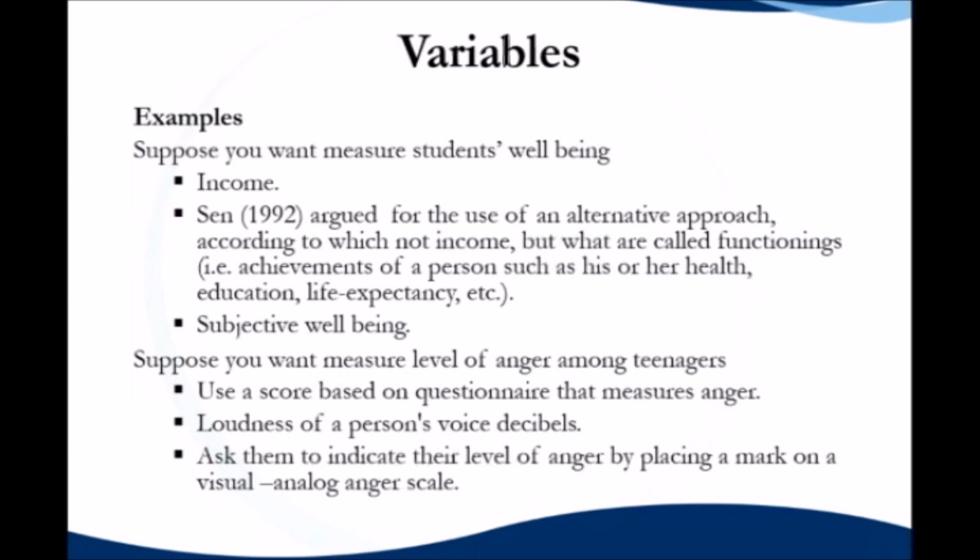Obviously, your definition has to align with what is proposed in the literature. You can also measure well-being according to Sen, who proposes functionings. So for example, instead of just looking at income, you can look at people's achievements. For example, you can look at their health, their education, the level of education, life expectancy, and so on.